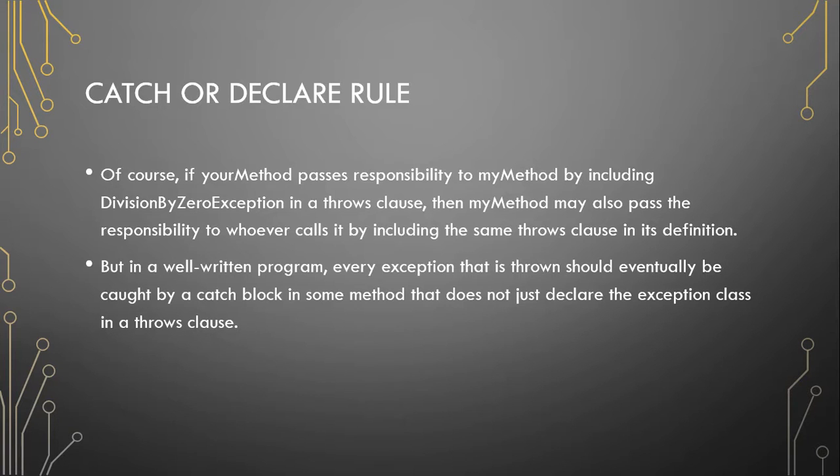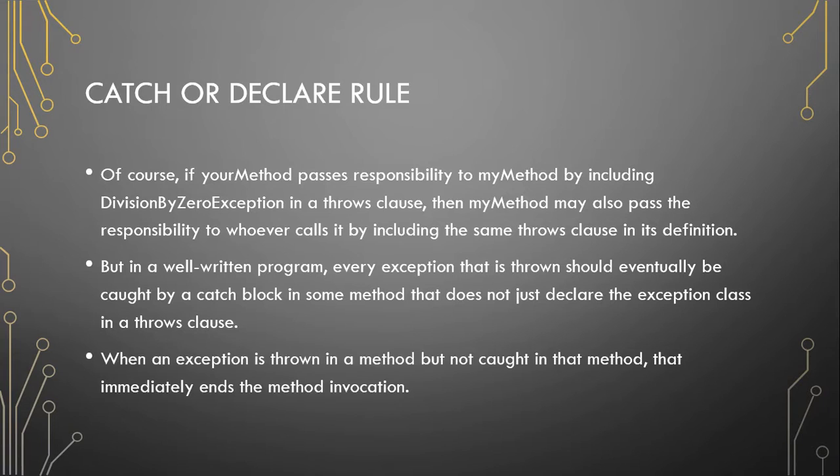However, in a well-written program, every exception that is thrown should eventually be caught someplace by a catch block in some method that does not simply declare the exception class in a throws clause. You can't pass the buck forever. Eventually, somebody has to own up to the exception. Now, when an exception is thrown in a method but is not caught in the method, that pretty much immediately ends the method invocation, just like we saw with our try-catch blocks when we first started talking about this chapter. Once you get a thrown exception, it stops executing the code within the try block and goes to the catch.